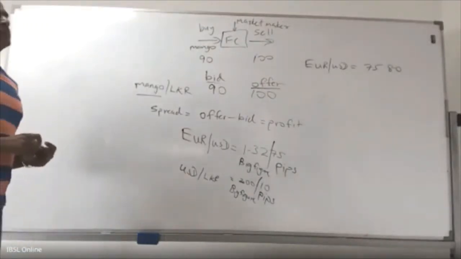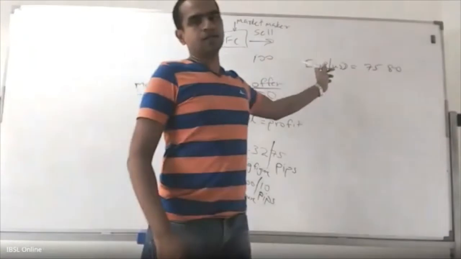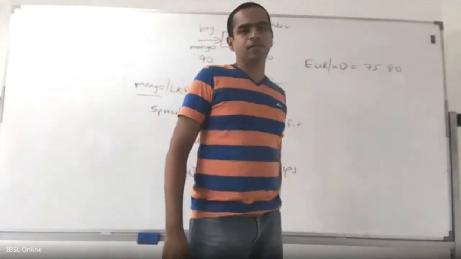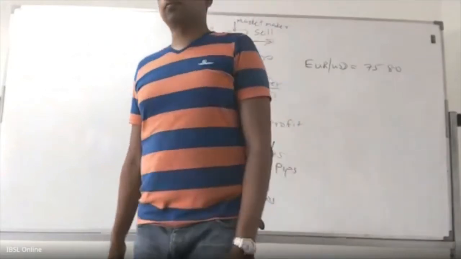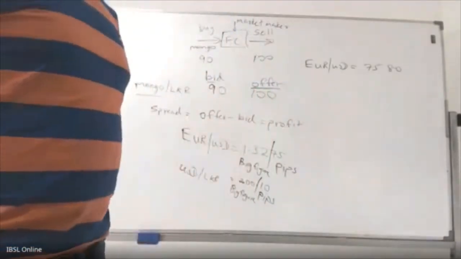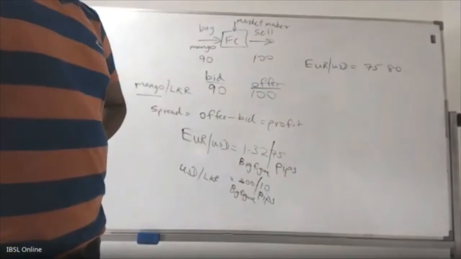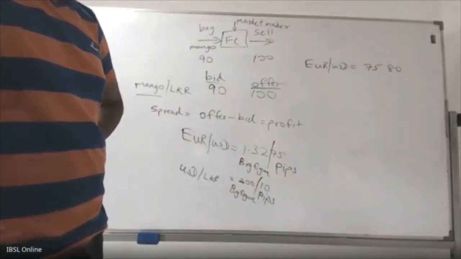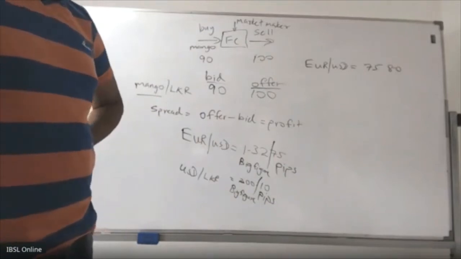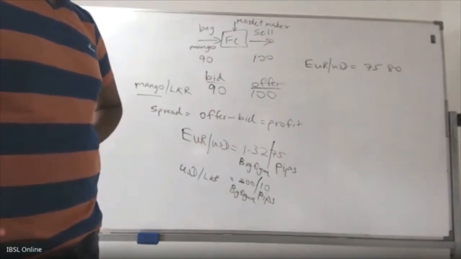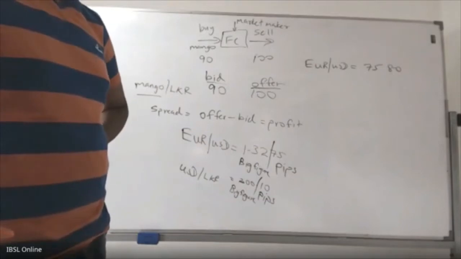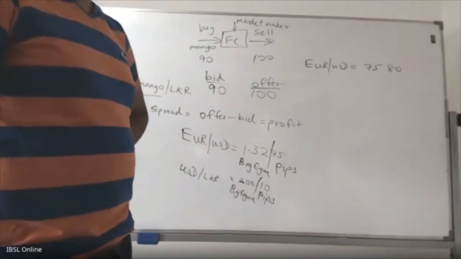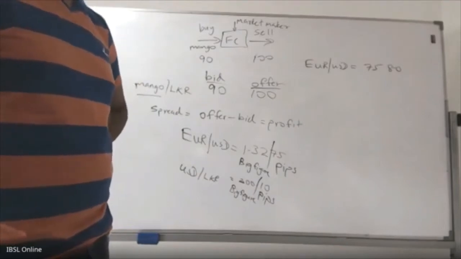Now in this quote they're quoting only the pips. Big figure is not quoted. So how do you know the big figure? The underlying principle is if you are a participant in the market, you should know what the big figure is. Join the market, you should know the big figure. What will be quoted are the pips.